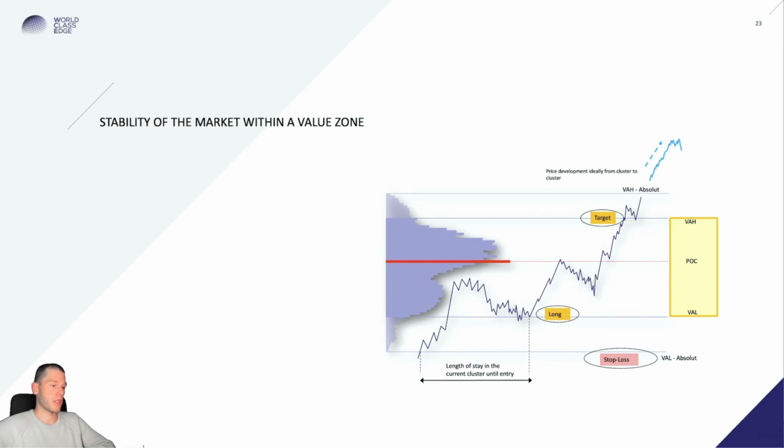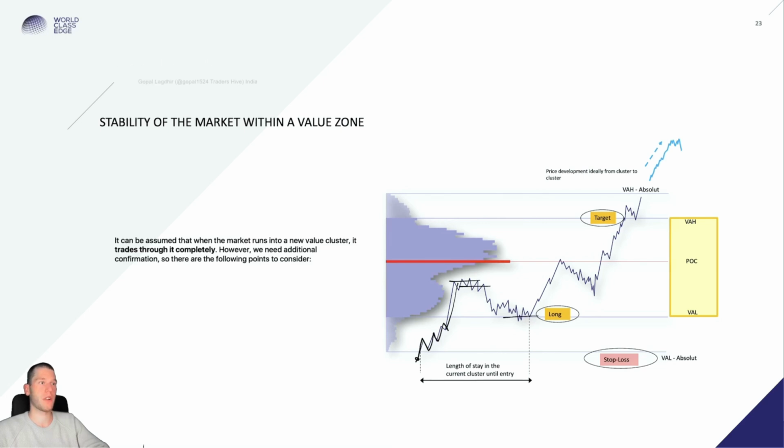So now we will discuss the stability of a market within a value zone. If we open outside of a value zone and we accept the previous profile, and at some point we are going to accept the previous value area range because we stay a long time in there, we will look for longs at the value area low with different setups.